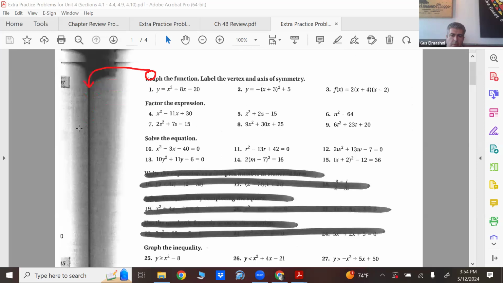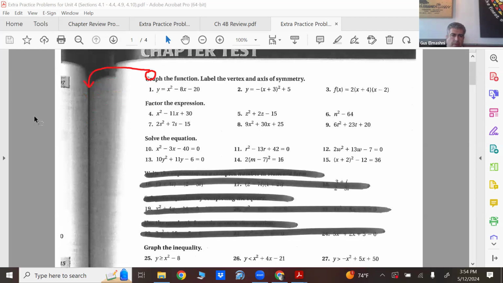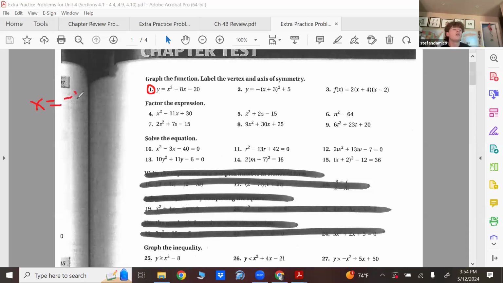Actually, why am I doing this? Well, we want to graph. Sorry. Here we go. Okay, please work that out. Negative b over 2a. Right.